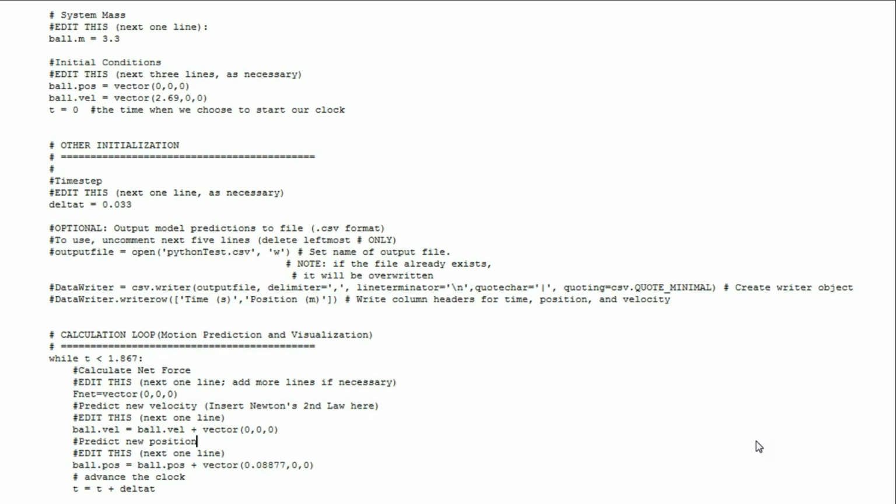Then I said while t is less than 1.867 seconds, which was the last time position was recorded in Tracker, there was no net force, which means the velocity was equal to the velocity without any change, so the vector is equal to 0, 0, 0. The ball position, however, is equal to the initial ball position plus the vector 0.08877, which was found by multiplying 2.69 by 0.033.